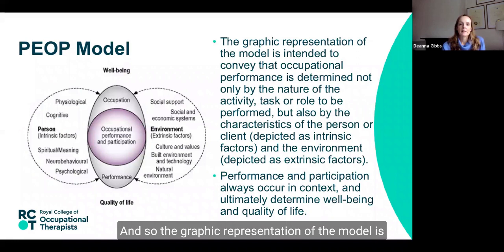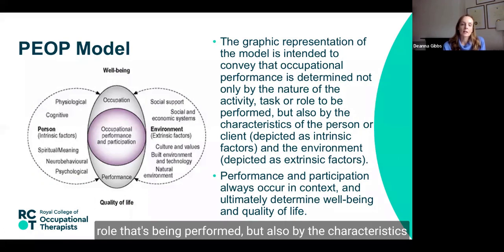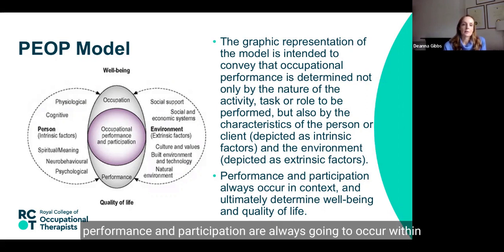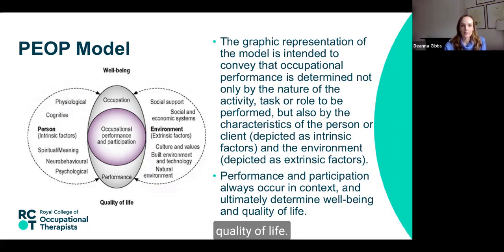And so the graphic representation of the model is intended to convey that occupational performance is not only determined by the nature of the activity, task or role that's being performed, but also by the characteristics of the person, the intrinsic factors, and the environment, which are the extrinsic factors. And being mindful that performance and participation are always going to occur within these two contexts and ultimately determine well-being and quality of life.